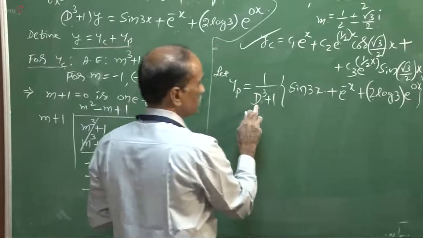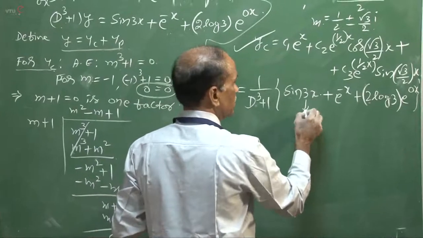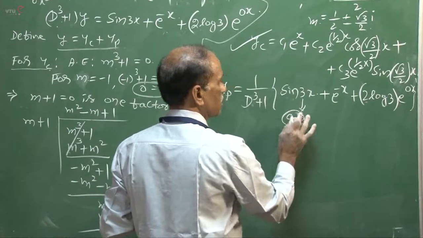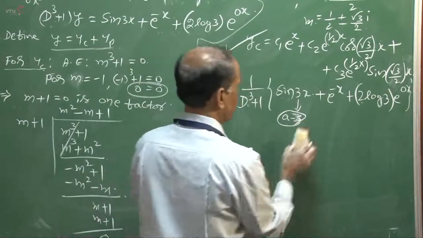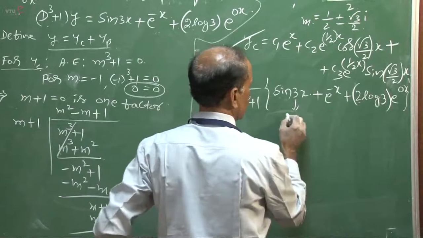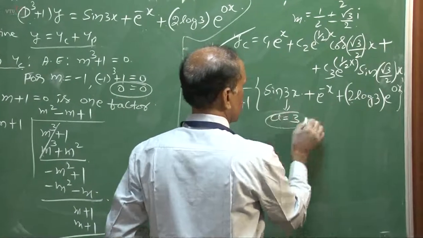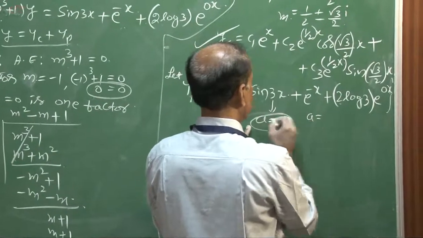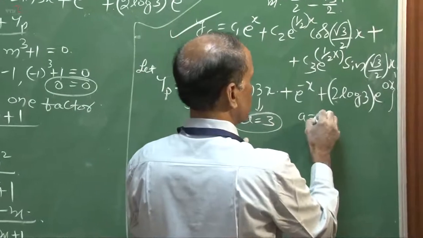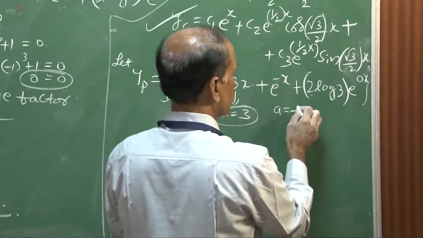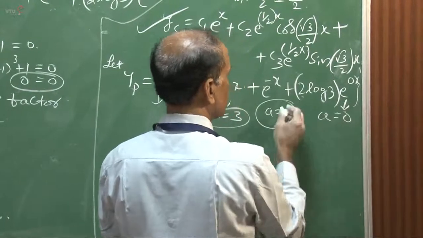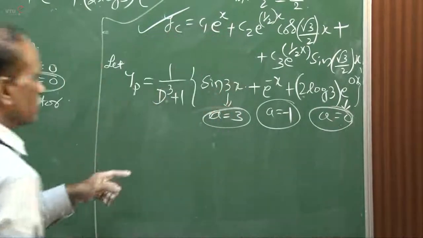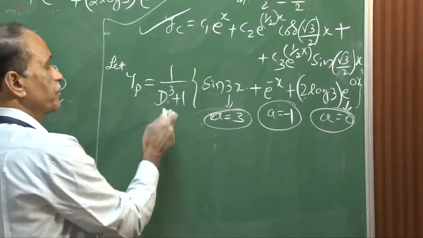Then this is D square, here a is equal to 3 in this case, and a is equal to 1, that is minus 1 with minus sign, and a is equal to 0 in this case, right? a is equal to 0. There are three terms that you have to discuss here.